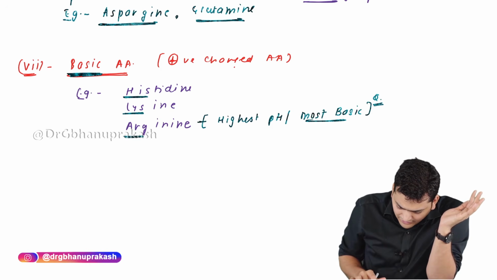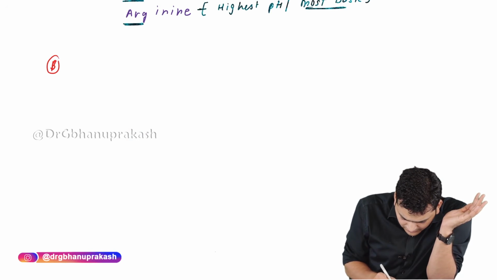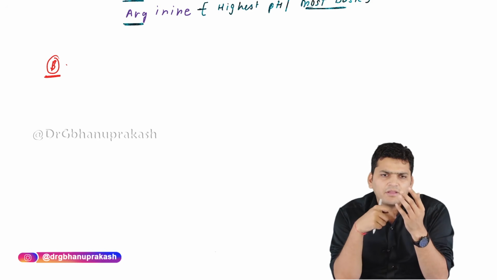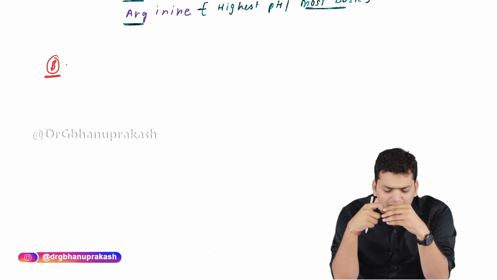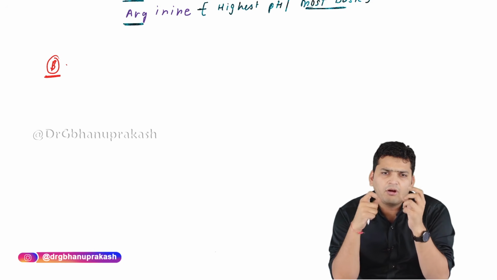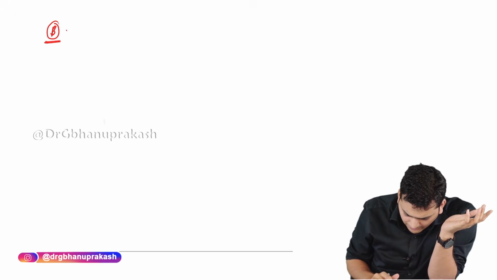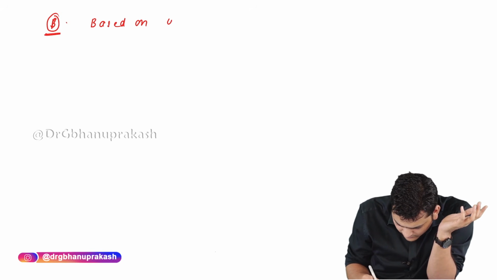The next classification that we are going to discuss is based on water solubility, or whether the amino acid is water soluble or not, right? So we are going to discuss the next classification based on the property of the amino acid, whether it is water soluble or not. So let's write down the second type of classification, that is based on water solubility.